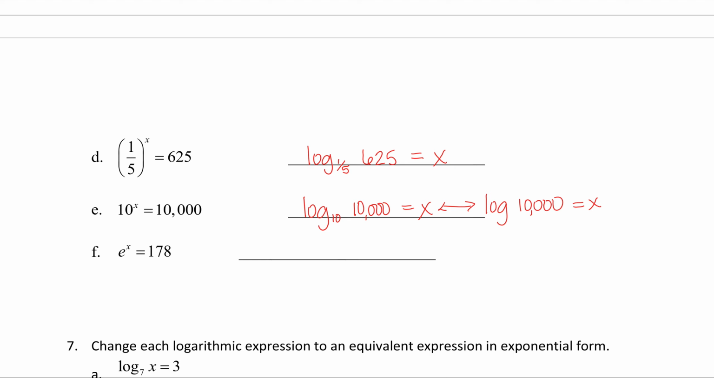Now, oh, this one's different. We have e raised to the power of x. Well, the opposite of e is going to be our natural logarithm. So whenever I go to rewrite this, I will have ln of 178 equal to my exponent of x. Okay, so for e, just make it an ln of my number equals my exponent.